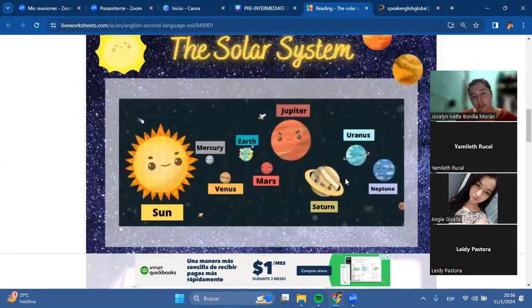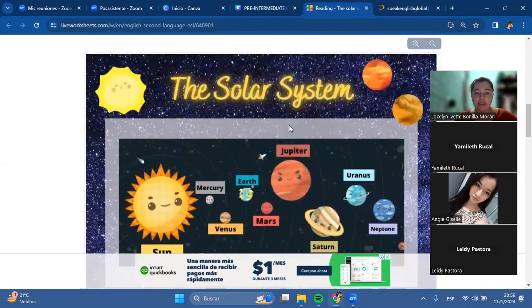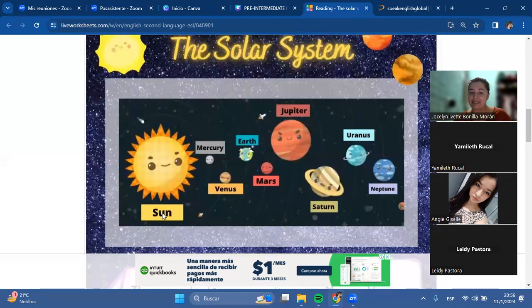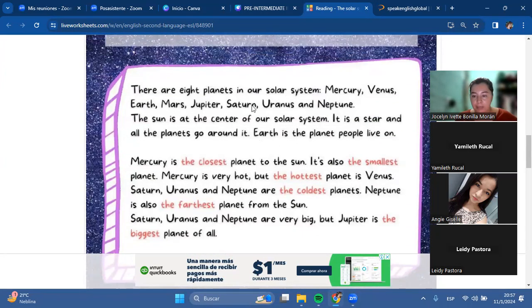Okay, so here we have just a short reading to finish the class today. So we have this solar system here. We have the sun, we have Mercury, Venus, Earth, Mars, Jupiter, Saturn, Uranus, and Neptune. So this word, where we live, we pronounce like earth, like earth. You need to like a blowing. Okay, we say earth, earth. Okay, so please help me to read the first paragraph. Angie, please.